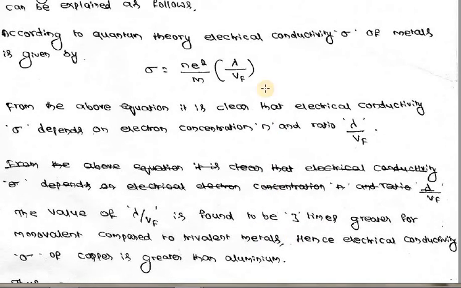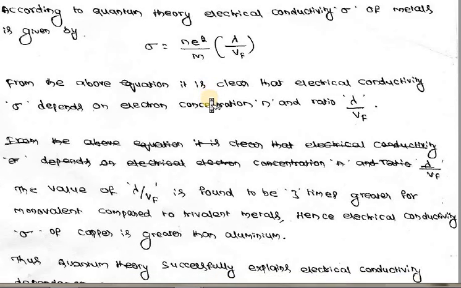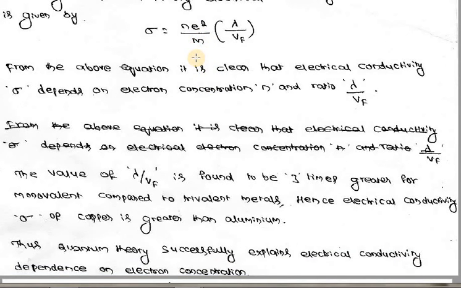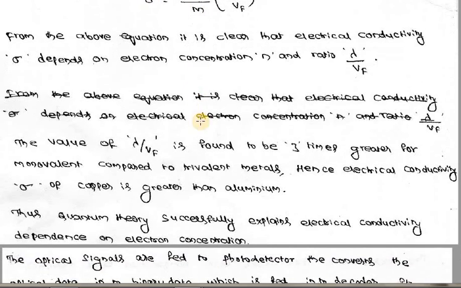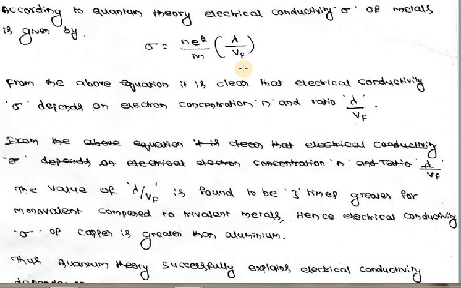That's why this lambda by Vf ratio is 3 times greater for monovalent compared to divalent and trivalent, so that the total value increases the conductivity. Not only this term, go for the effective mass. The effective mass of divalent and trivalent metals is more than the effective mass of monovalent atoms. Here, effective mass m is inversely proportional to conductivity. As m increases, conductivity should decrease. Here, trivalent and divalent metals have a larger mass compared to monovalent. Hence conductivity decreases. Got it?